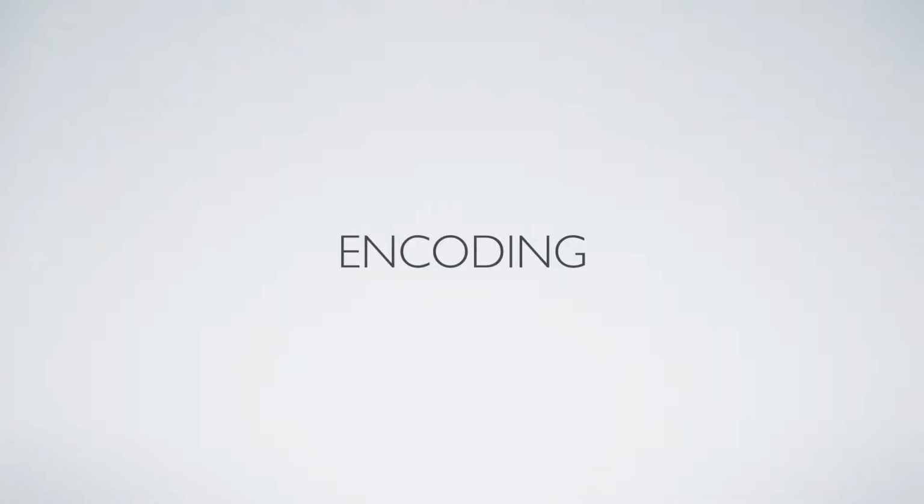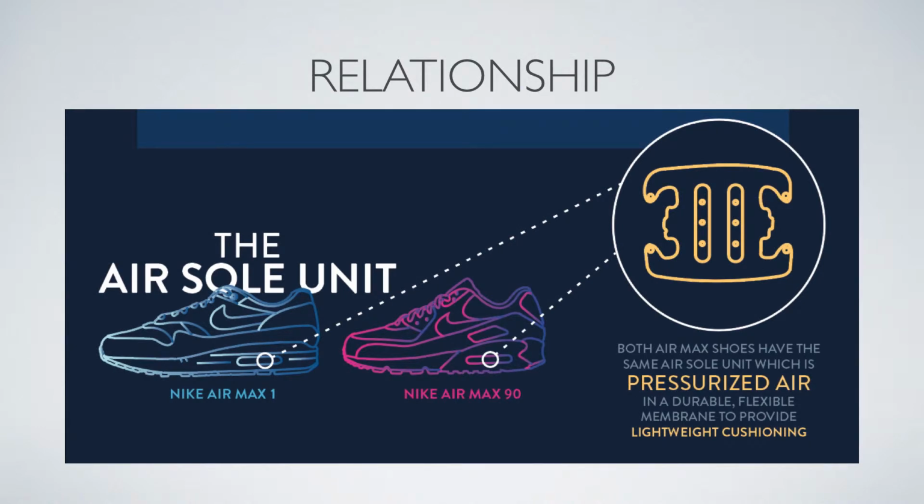Now we're going to move on and talk about encoding. Encoding means to translate attributes of data or information using size, color, position, length, or amount. So we're first going to talk about how I use encoding in relationship.